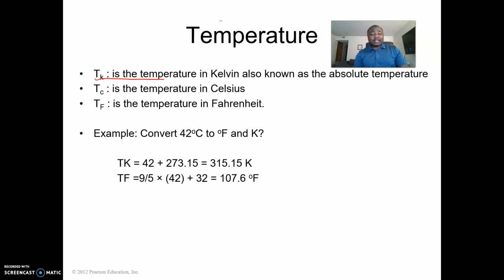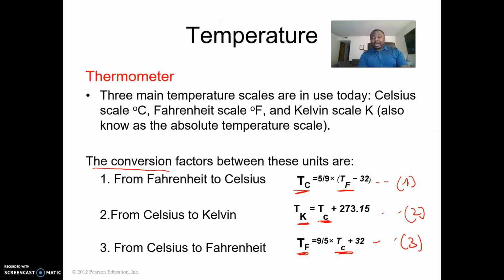Now let's try to solve this example. It says convert 42 degrees Celsius to Fahrenheit and to Kelvin. The first thing you're going to do is write the equation to move from Celsius to Kelvin. The equation says that if I want to move from degrees Celsius to Kelvin, I take the temperature in Celsius and add it to 273.15, and I get the answer in Kelvin. The equation I'm using right now is equation 2.